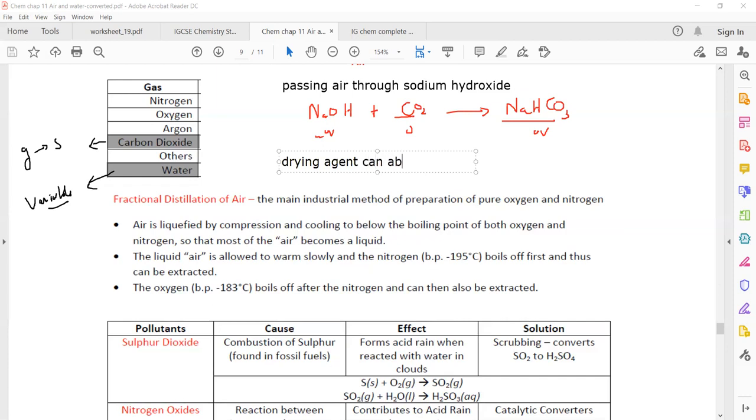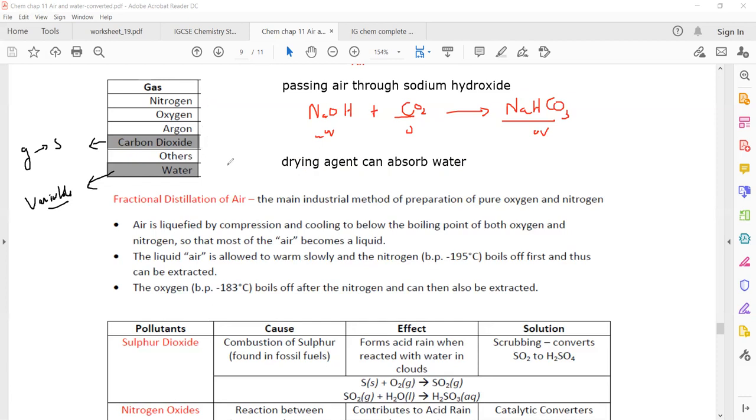Can absorb water. And which drying agent can we use? We can use silica gel, or we can use anhydrous cobalt chloride or copper sulfate as a drying agent that will absorb it. So these two are removed, and then we have nitrogen, oxygen, argon, and other gases.